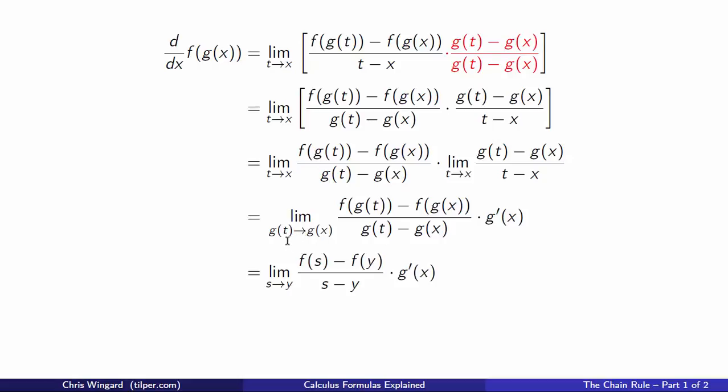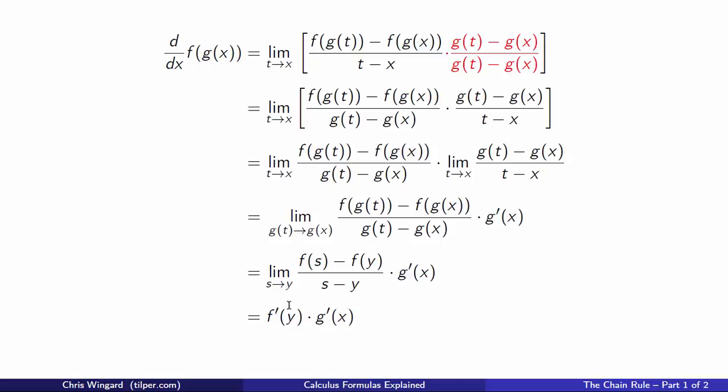Now what I want to do is make a little substitution just to make things a little bit easier to look at. So g of t, I'm going to call that s, and g of x, I'm going to call that y. The only reason we're doing this is so that we can put this in a different form that's much more familiar to us, much easier to look at. So this right here is the alternate definition of the derivative. This is going to be f prime of y. So we end up with f prime of y times g prime of x.